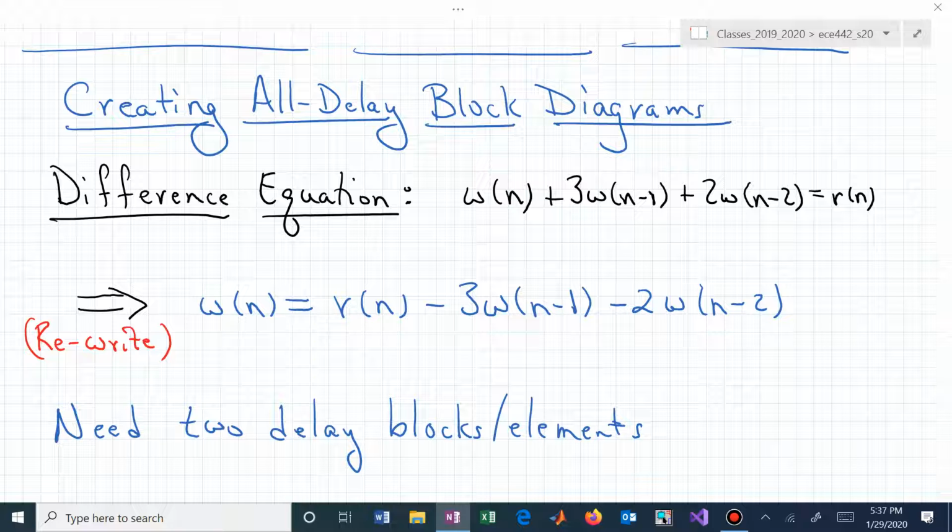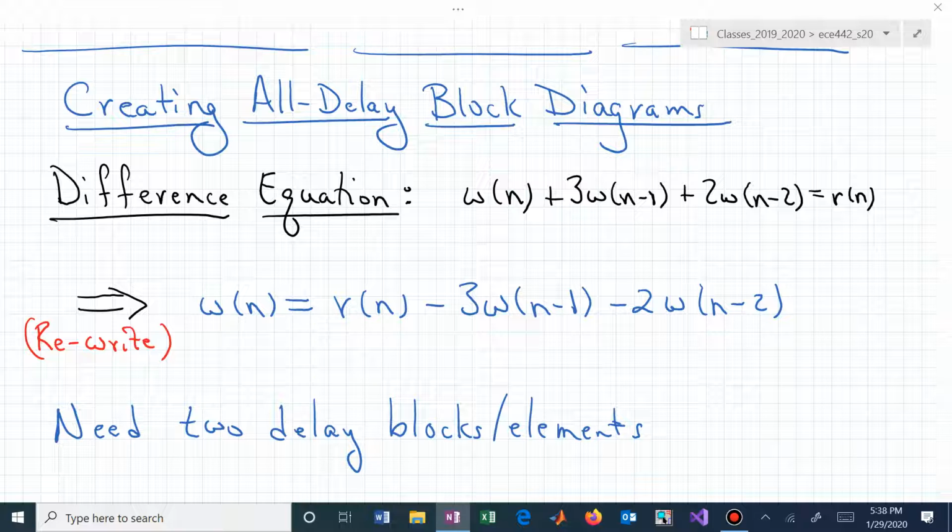The first step then is to create an all delay block diagram that behaves just like this difference equation does. And that gives you a graphical way of thinking about this dynamical relationship between a signal, W of n, and a forcing function, R of n. We're exciting this system that we're writing in terms of W. It has some delays. What's the order of that system? Second order, because we have two delayed terms, and we're forcing it with an R of n. An R of n could be any arbitrary signal.